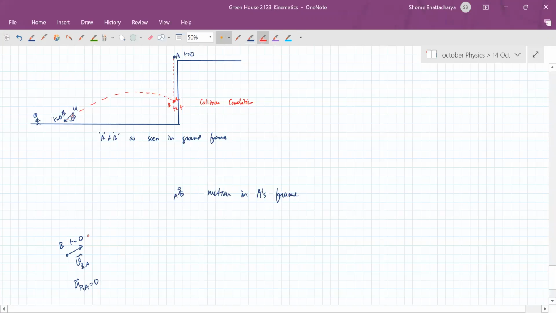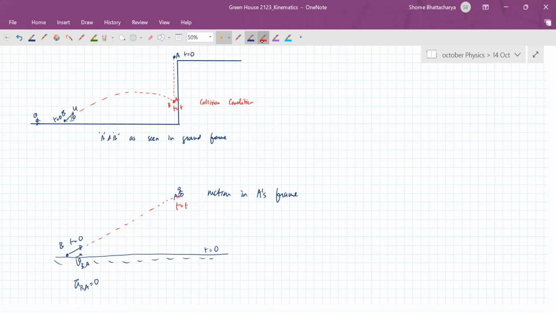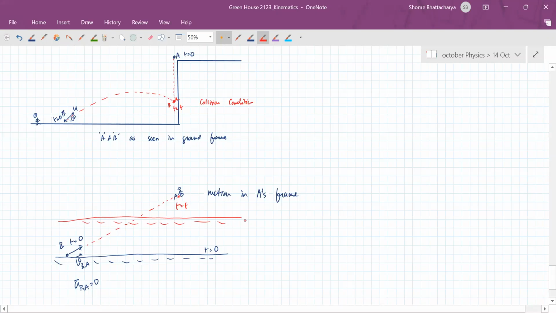So after some time, if they are colliding, then B should reach here at time t. And by the time B reaches here, now it's a little difficult to understand how this is happening, but this thing will make it easier. Now at t equal to 0, the ground was here. But if you're stuck on A, by the time B has come and hit you, the ground has also come closer. At t equal to t, the ground is here. Okay, so this is the concept.